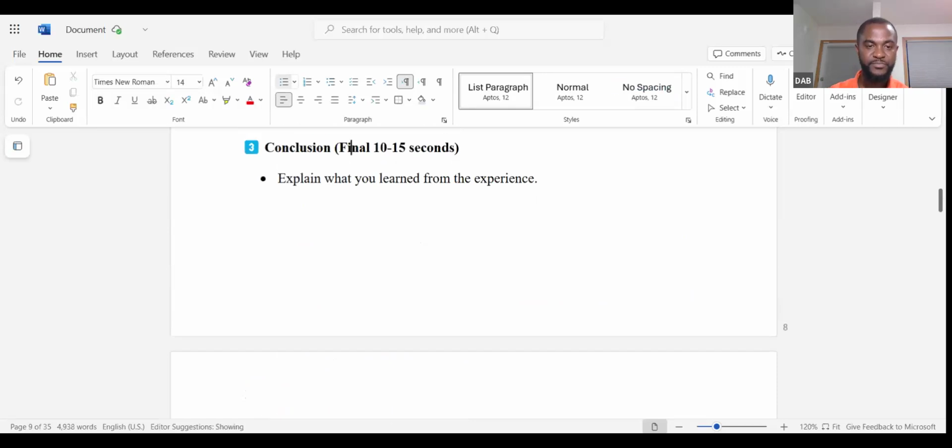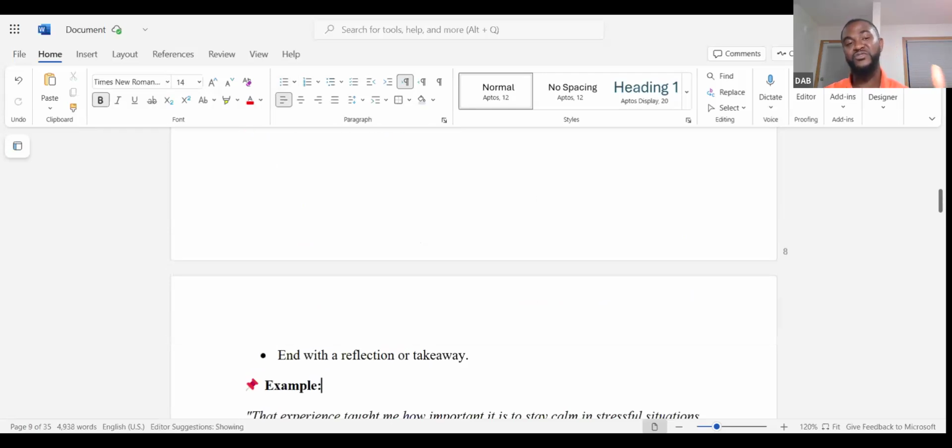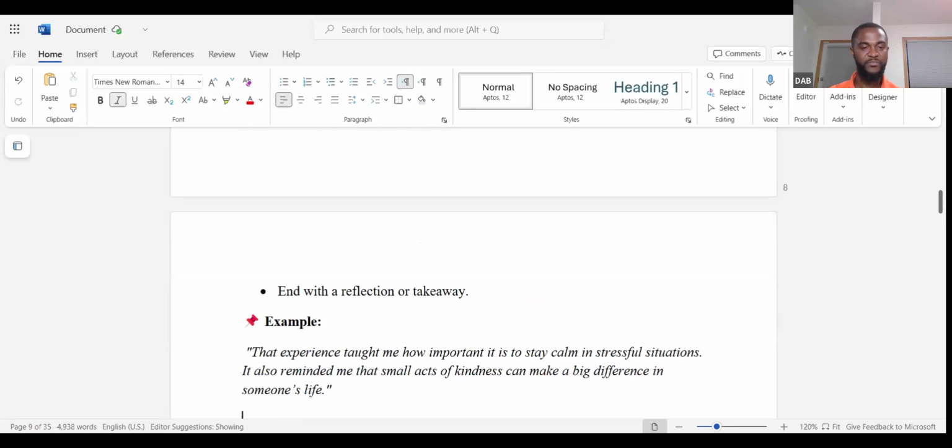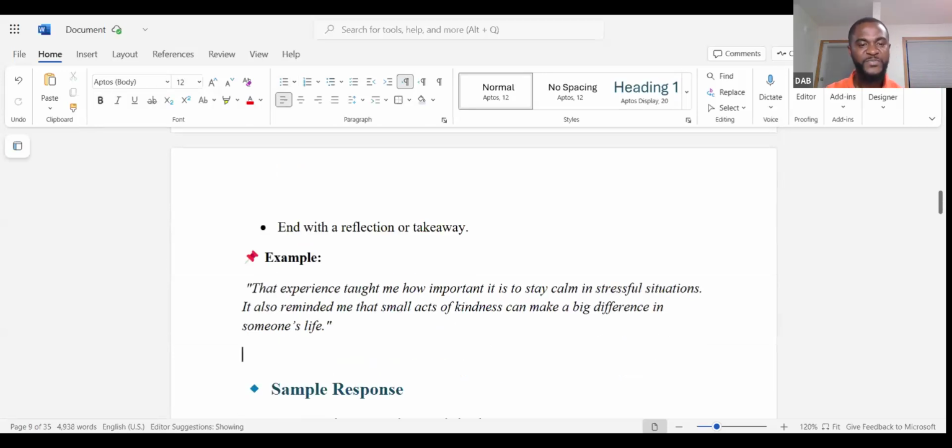Then, with a conclusion, you explain what you learned from the experience with your final 10 to 15 seconds. You end with a reflection or a takeaway. For example, that experience taught me how important it is to stay calm in stressful situations. It also reminded me that small acts of kindness can make a big difference in someone's life.